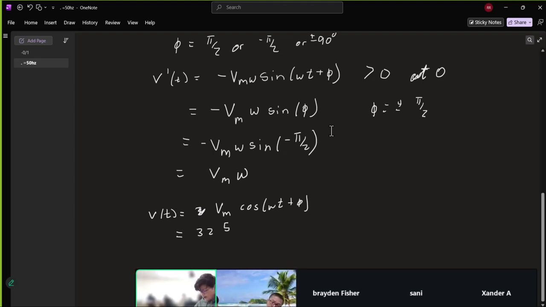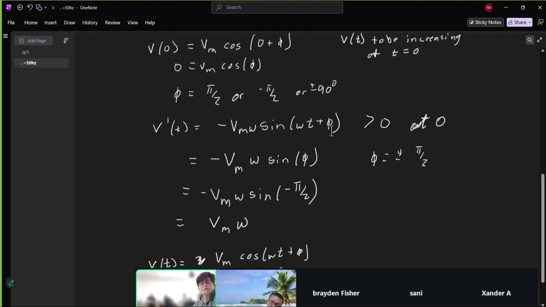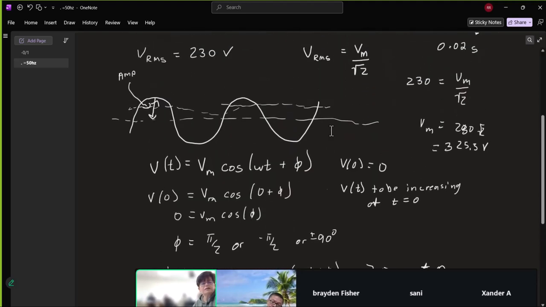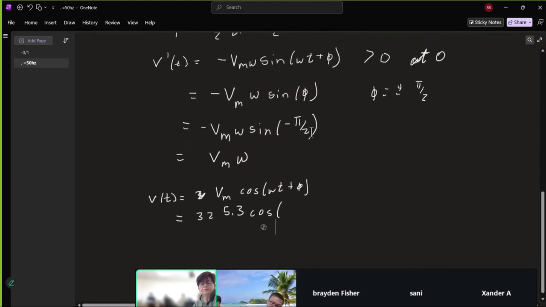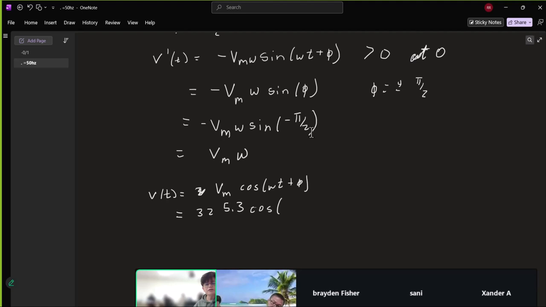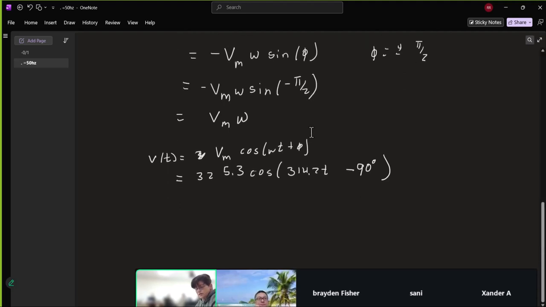325.3 cosine. Omega, we found that to be, did we find that? Yeah, we found that. 314.2 t minus 90 degrees. And you do have to put the degree symbol in here. So when you have a degree symbol, it's degrees. If you don't have a degree symbol, it's radians. But we use degrees usually in phasors.